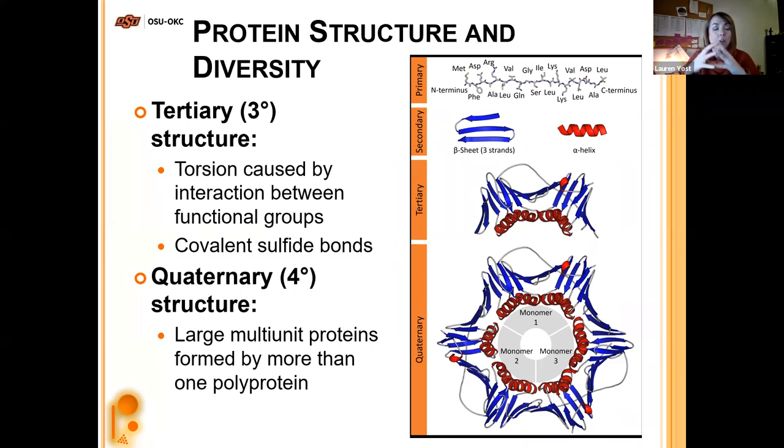Okay, so that's the structure of that polypeptide. And then, moving on to the quaternary structure, we have multi-unit proteins that are formed by more than one polypeptide, and those units can interact with one another to create the functional protein. That's the quaternary. So primary is the amino acids, secondary is alpha helices and beta sheets. That's how the amino acids interact with one another. Tertiary is how those secondary structures start to interact with each other, creating the tertiary structure, as well as those covalent sulfide bonds. And the quaternary is the coming together of the subunits to make a functional protein.